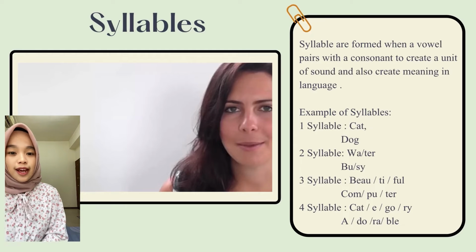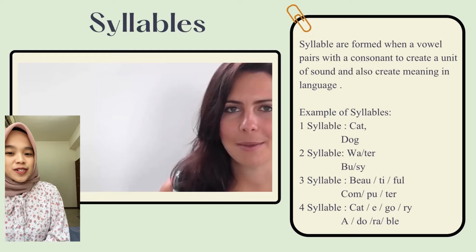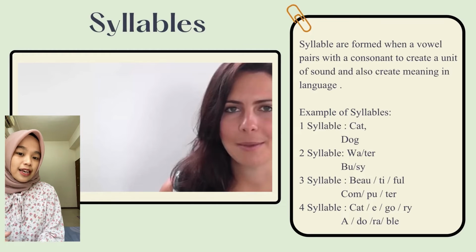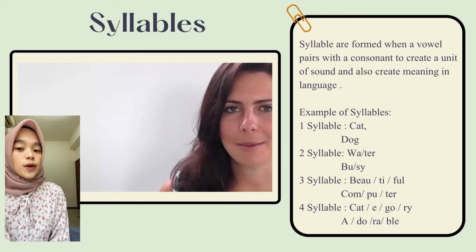Then, is there a word that has four syllables? Of course there is. You can take a look. That is category and then adorable.